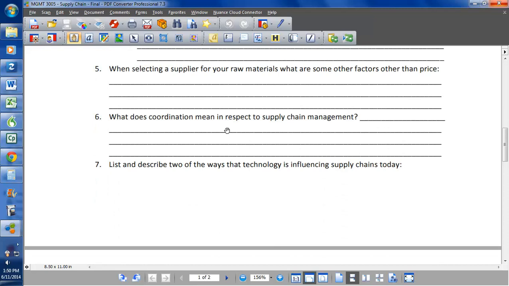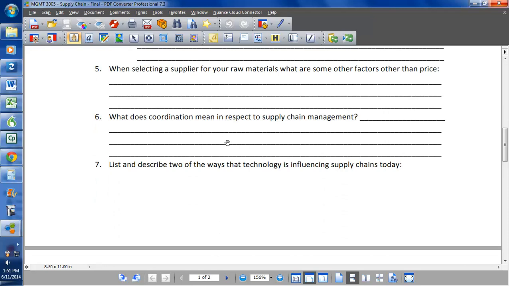Number 6, what does coordination mean in respect to supply chain management, right? So coordination, basically what I'm wanting here is that's the interplay between each of the different components of the supply chain, right? And so coordination means that each component of the supply chain works together for maximum efficiency, right?